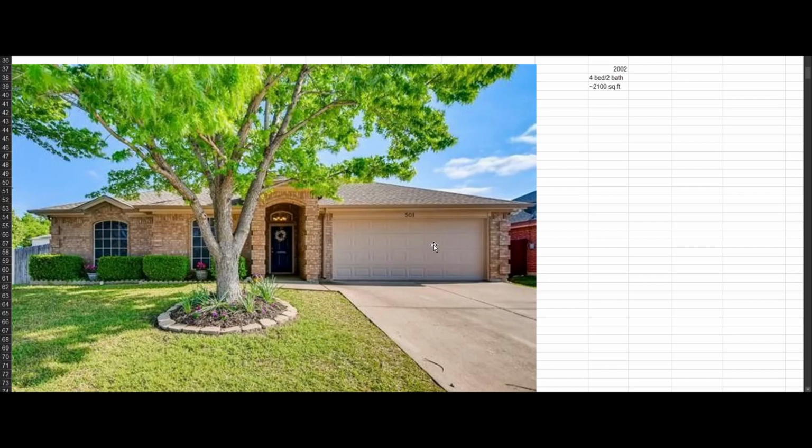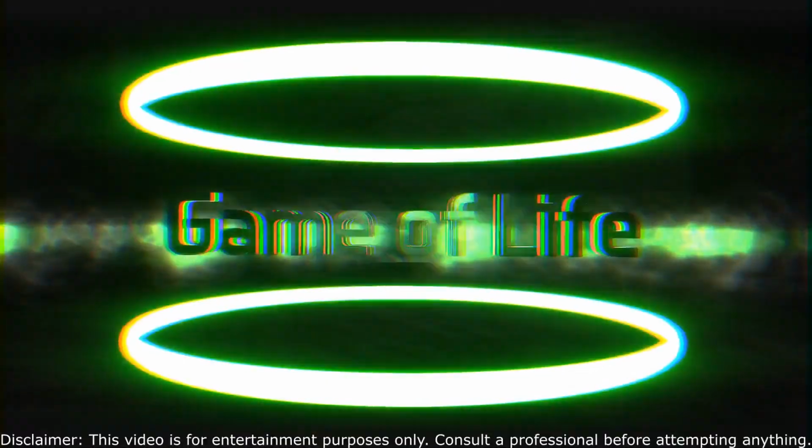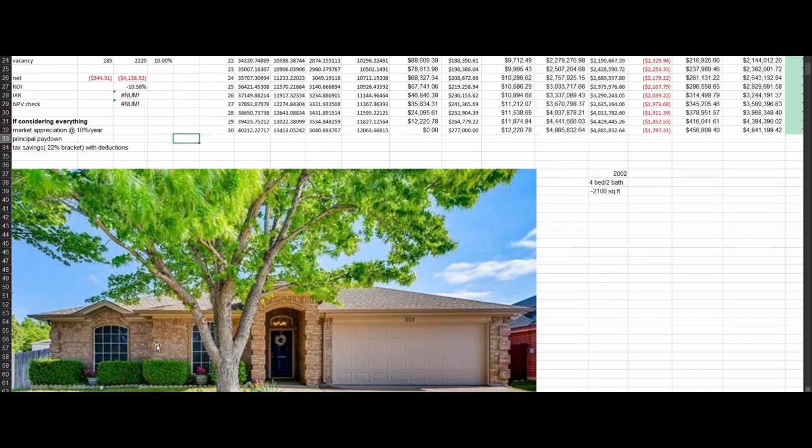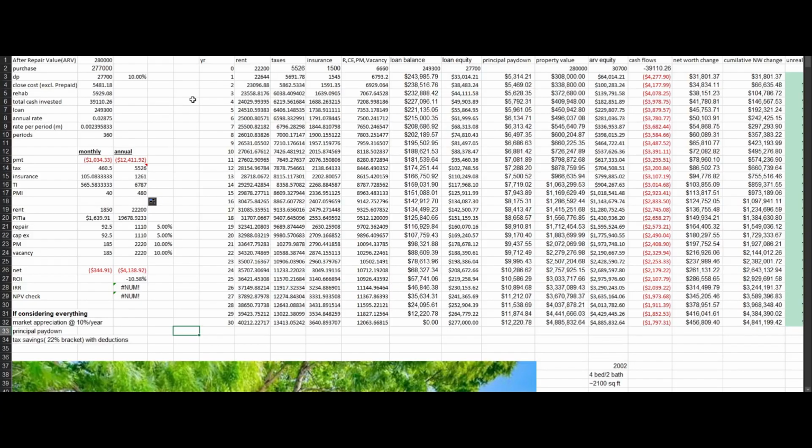In this video, I'm going to go over the cash flow analysis of the last rental property I bought. This property is in an appreciating market. It's a 2002, 4-bed, 2-bath, and it's about 2,100 square feet. Pretty standard house. As far as the numbers, I paid $277,000 for it.